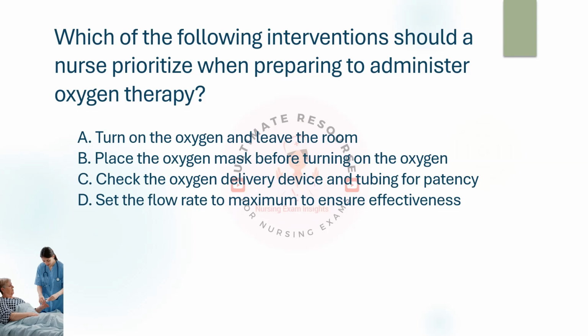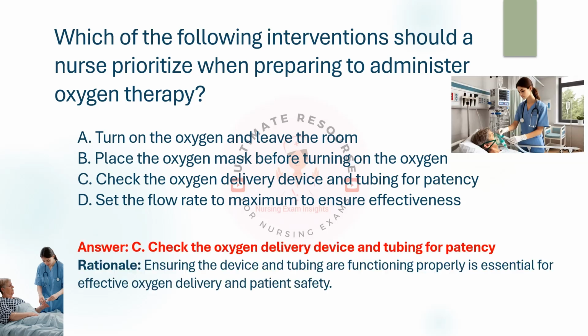Which of the following interventions should a nurse prioritize when preparing to administer oxygen therapy? Options are A. Turn on the oxygen and leave the room. B. Place the oxygen mask before turning on the oxygen. C. Check the oxygen delivery device and tubing for patency. D. Set the flow rate to the maximum to ensure effectiveness. The answer is C. Check the oxygen delivery device and tubing for patency.